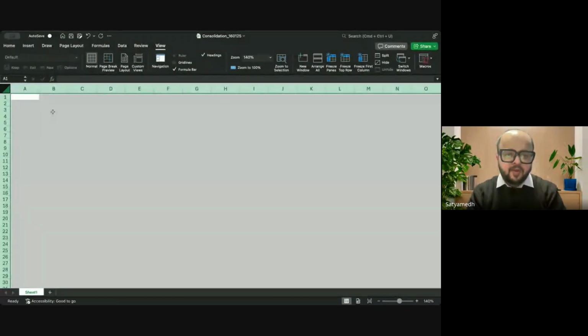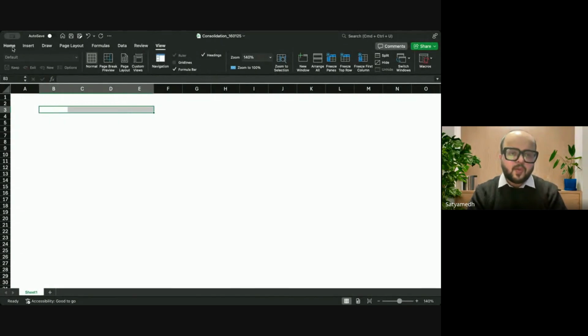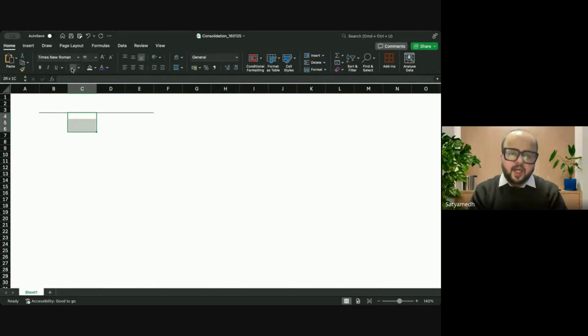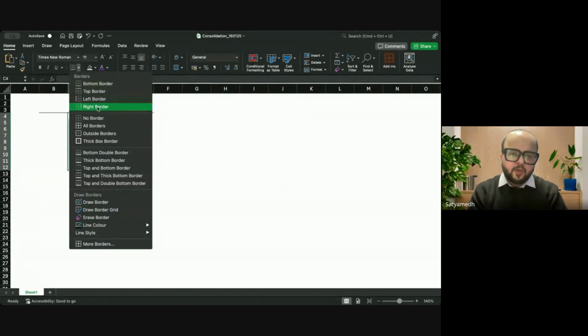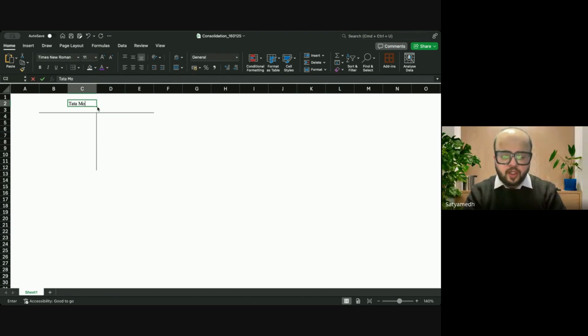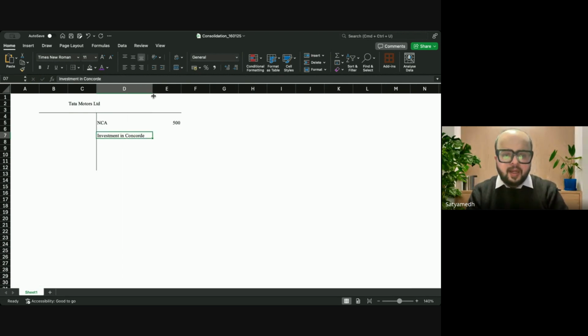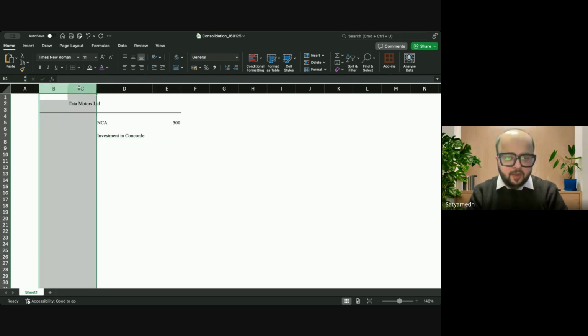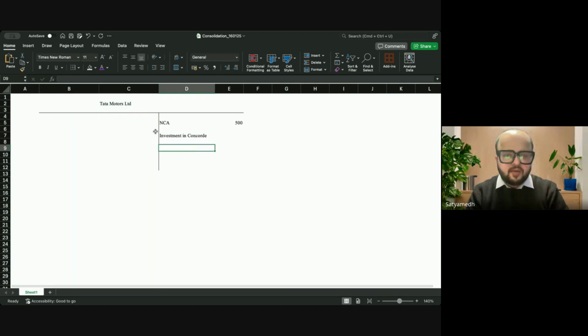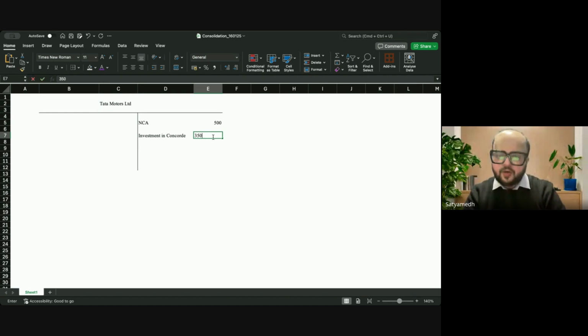Okay, so when I look at, say for example, this is one company, Tata Motors. You know what Tata Motors does. Tata Motors Limited has non-current assets of 500. It has an investment in Concord. Concord is another company, and Tata Motors has invested in this company. And what is the value of that investment? The value of that investment today is, say, 350.